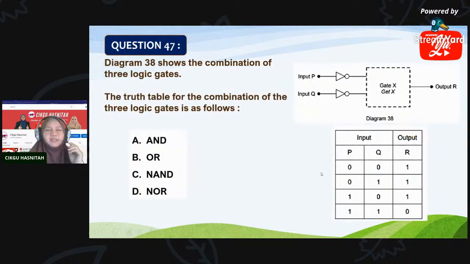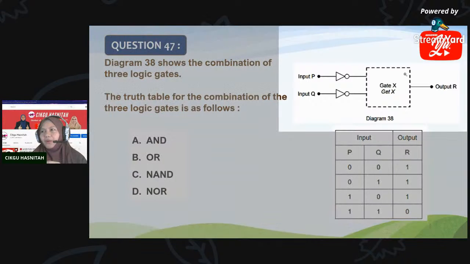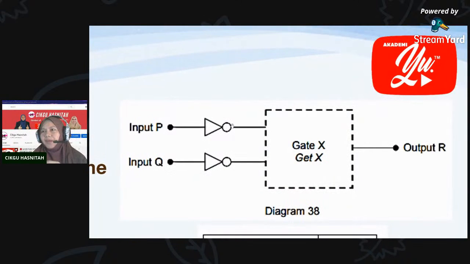So the answer is C. Now 47. 47 is on logic gates. Diagram 38 shows a combination of 3 logic gates. So these are our gates. We have input P. Can you tell me the name of this gate which we fix at input P? What is the name of this gate? It is a triangle with a circle at the front.